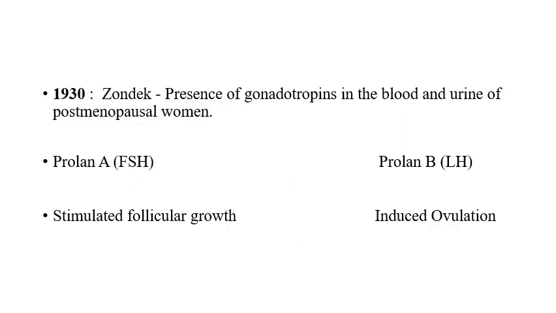After the discovery of Prolan in pregnant women's urine, which was used for the pregnancy test, in 1930 they took the urine of postmenopausal women, and in that urine they discovered gonadotropins, in both urine and blood samples. They found there are two types of Prolan: Prolan A, which stimulates follicular growth, and Prolan B, which induces ovulation. Today Prolan A is known as FSH and Prolan B is known as LH.